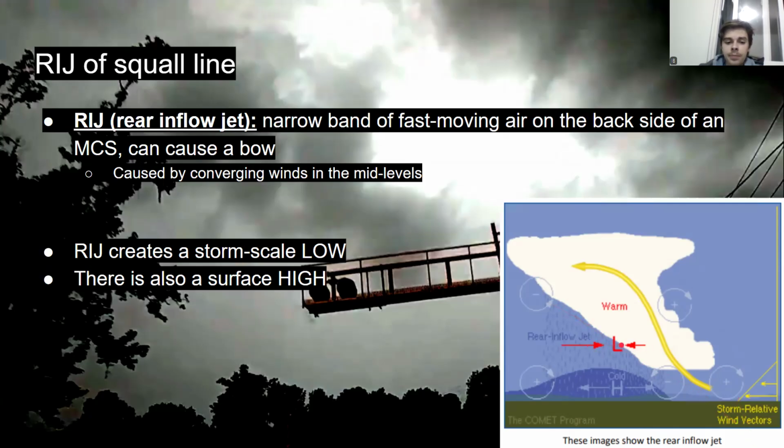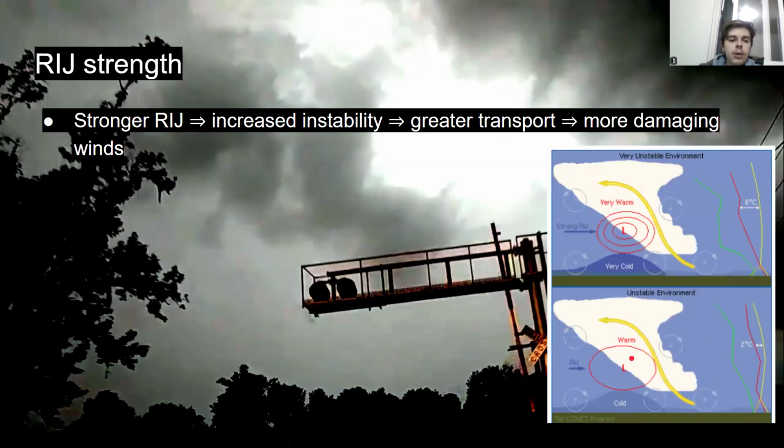You can see that with the rear inflow jet and the converging winds, there ends up being a storm scale low in the mid-levels. But at the surface, there's high and diverging winds. Rear inflow jet strength: if it is stronger, there's increased instability, greater transport occurring, and more damaging winds.